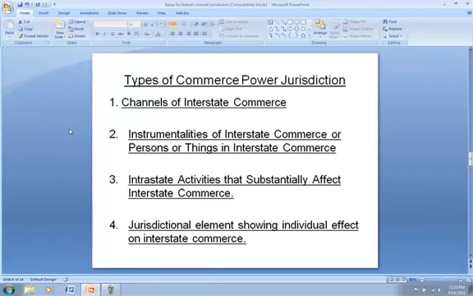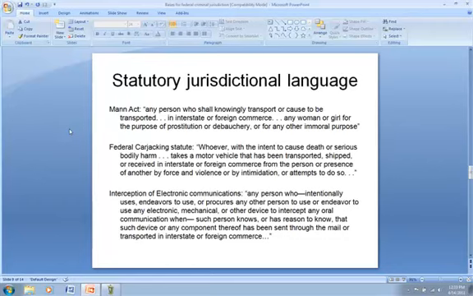All right. Having laid out the constitutional basics of commerce power jurisdiction, I want to talk about the way statutes are drafted in order to incorporate commerce power jurisdiction, that is, to make sure that the statute comes within Congress's commerce power. So the first type of statute I want to talk about is statutes that involve crossing of state lines of one kind or another. I'm going to give you some examples. First, an early example was from the Mann Act, which was adopted in the early part of the 20th century. It makes it a crime for any person to knowingly transport in interstate or foreign commerce any woman or girl for the purpose of prostitution or debauchery or for any other immoral purpose.